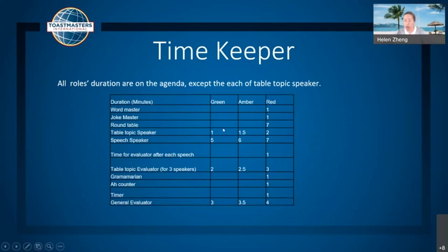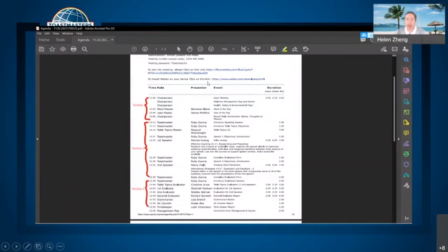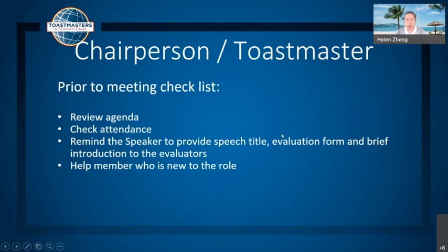Here is a table for each segment duration and the color signs to help you start. This is the agenda, and the duration is at the right side. The timekeeper is a very important assistant to the chairperson, Toastmaster, and general evaluator. These roles are good for building skills of organization, time management, and active listening.